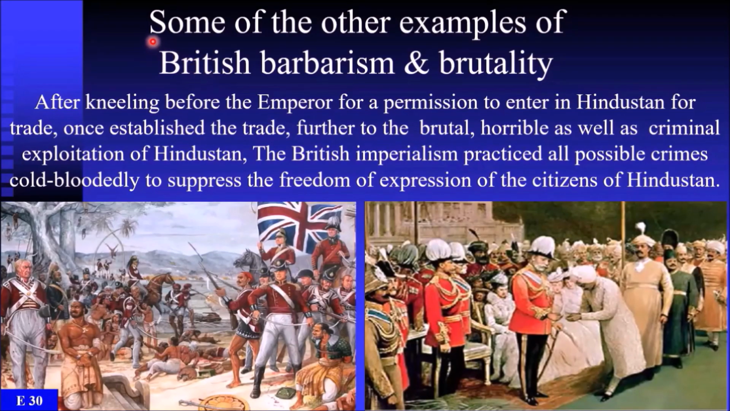In today's episode, let us review some of the other examples of the barbarism, crimes, and inhuman brutalities which the British committed in Hindustan. After kneeling before the emperor for a permission to enter in Hindustan for the trade, once established the trade, further to the brutal, horrible, as well as criminal exploitation of Hindustan, the British practiced all possible crimes cold-bloodedly to suppress the freedom of expression of the citizens of Hindustan.